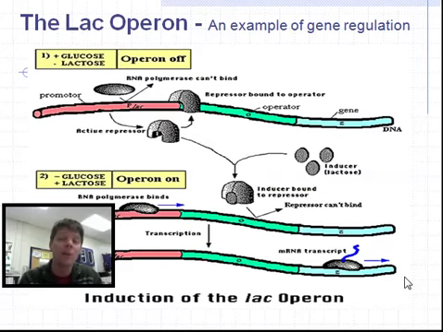Now, if you think about it, for the cell, this makes a lot of sense. The cell is going to produce those enzymes that allow it to use lactose as a food when lactose is available. If lactose isn't available, then the cell's not going to waste its energy producing enzymes that it can't even use at that time anyway.